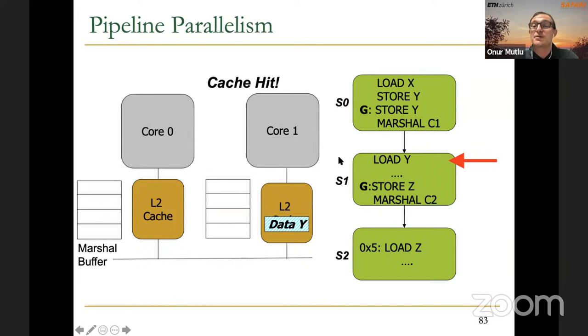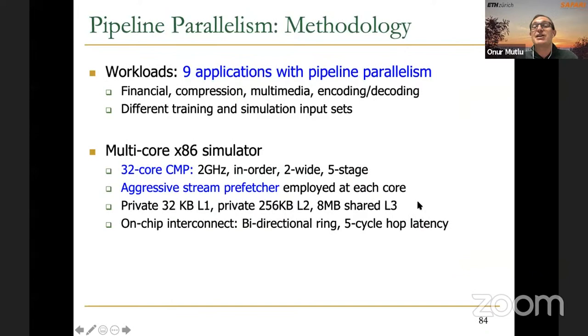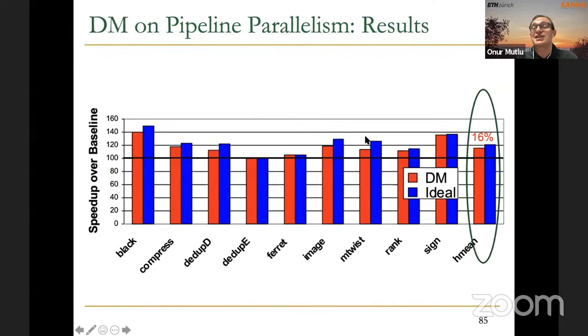And the evaluation with pipeline parallelism applications shows that the performance improvement is, again, close to the ideal. And again, when you don't get the ideal performance improvement, it's because your Marshall buffer is smaller than it needs to be. Okay. Any questions so far?